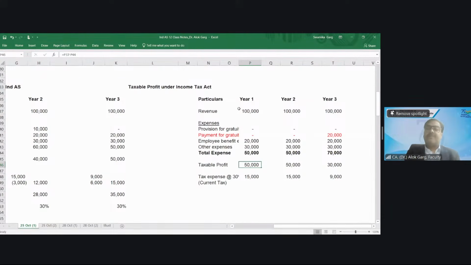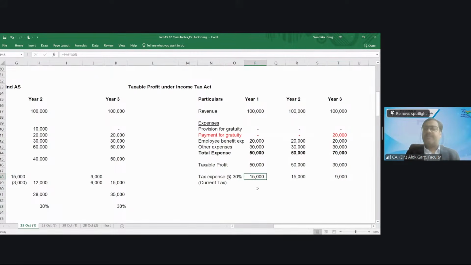Assuming the tax rate is 30%, how much tax are you liable to pay? 50,000 multiplied by 30%, 15,000 rupees. My dear friends, tell me one thing. What is your provision for current tax in this case? 15,000, of course. So you earned 40,000, but you are paying tax on 50,000. Means you are paying tax on higher profits, higher income, right?